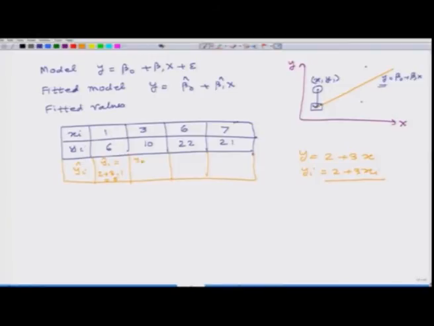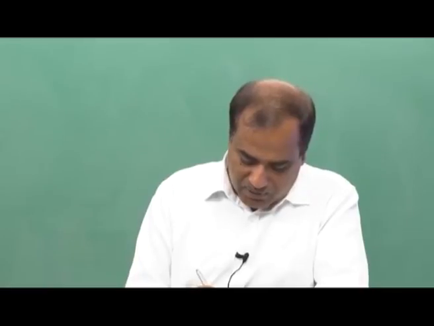Similarly, if I obtain y2 hat, this is going to be 2 plus 3 times 3, so this is going to be 11. Similarly, y3 hat is 2 plus 3 into 6, and this is 20. And y4 hat is 2 plus 3 into 7, which is going to be 23. After this I can write this point as x1 and y1 hat. These are nothing but my fitted values.